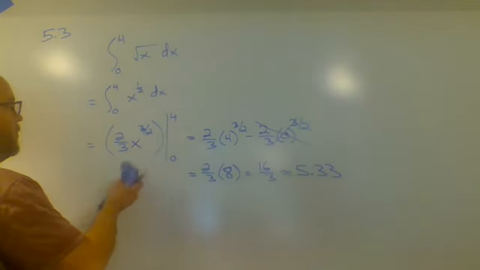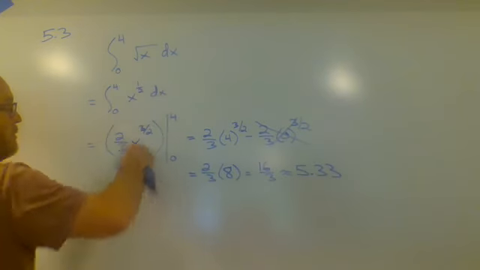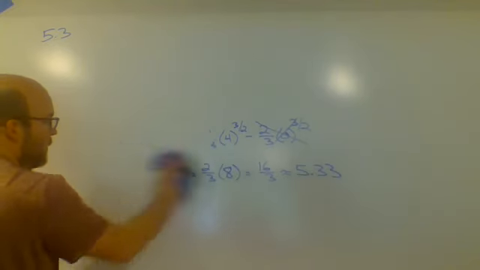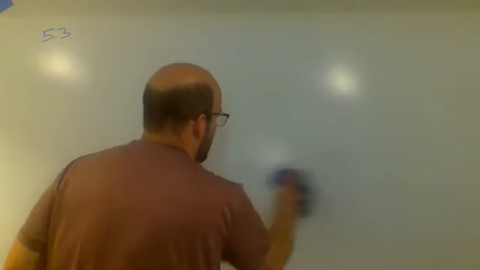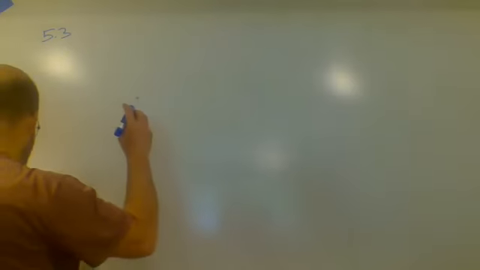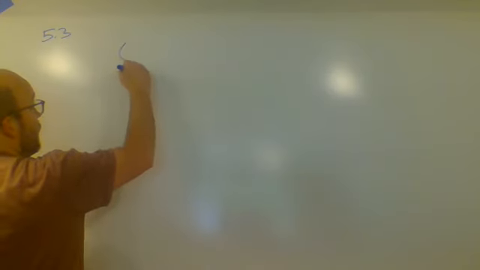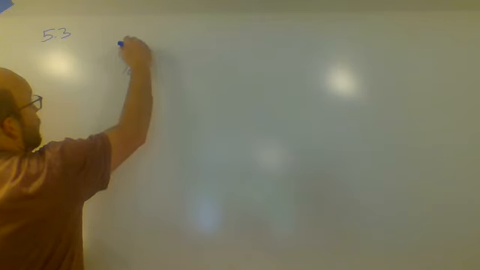Okay, so that's a square root function. From 0 to 4, you get 5.33 square units under the curve. So there's all sorts of different things that you can use this with. Let's do a trig function, just because we haven't done too much trig lately.